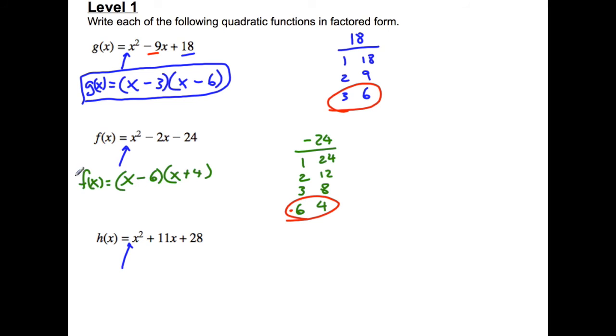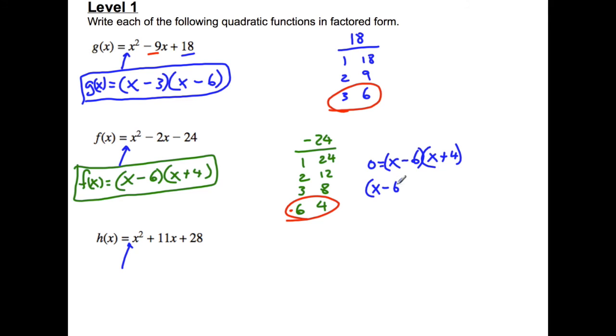I encourage you to check both of these by FOILing them out. Now, if I had to find the zeros of this function, I'd set it equal to 0. Let's do that over here. Now I know that one of these has to equal 0 in order for the product to be 0. So I can try them both.